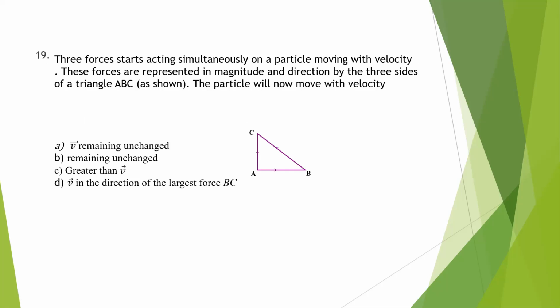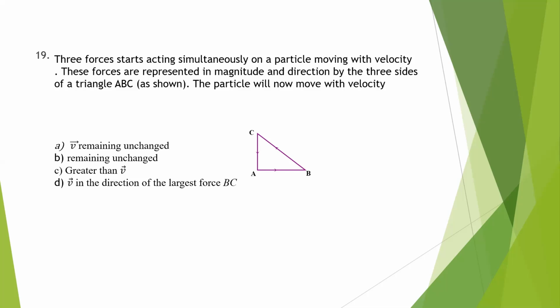Next question. Three forces start acting simultaneously on a particle which is moving with some velocity. These forces are represented in magnitude and direction by the three sides of triangle ABC, as you can see in the given figure. So here the sides of the triangle are denoted as ABC.